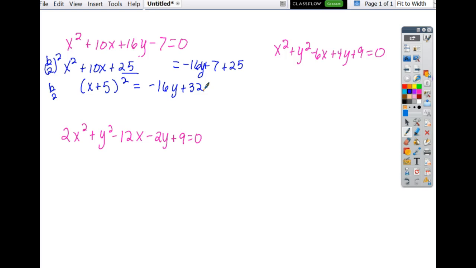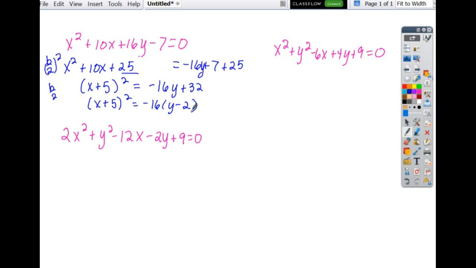And then on this side, I have minus 16y plus 32. So to complete the parabola, I have to factor out whatever is in common on this side, which in this case will be the negative 16. So I get negative 16 is y minus 2. So the center of the parabola is negative 5 and 2. And then we can find the p. So we take the 4p and set it equal to negative 16.